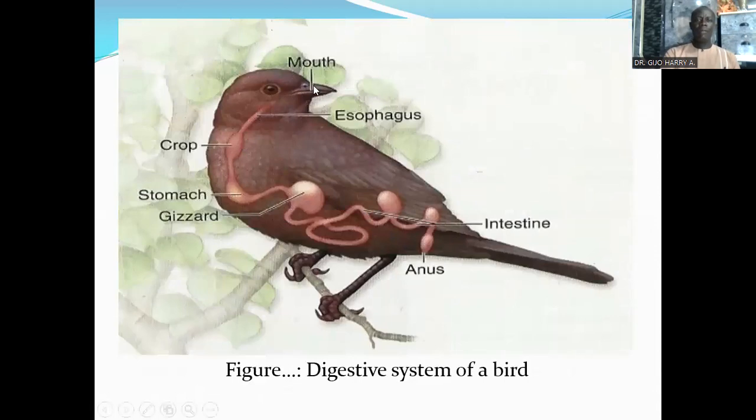The bird takes in food and swallows it. There's actually no chewing because the mouth lacks teeth. So when taken in through the mouth, the food goes through the esophagus, into the crop, then into the stomach, then into the gizzard, and then through the intestines. The digested food is absorbed in the intestines, while undigested food is voided out through the anus.